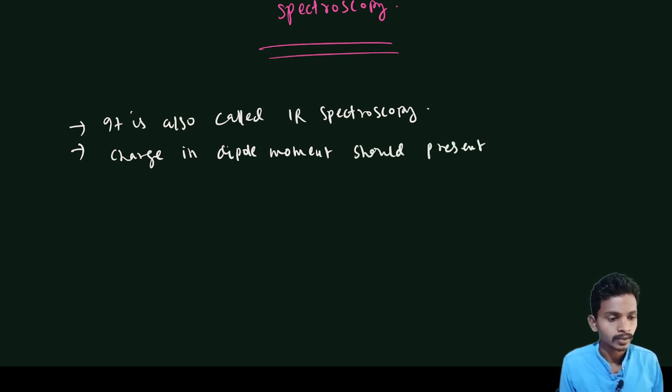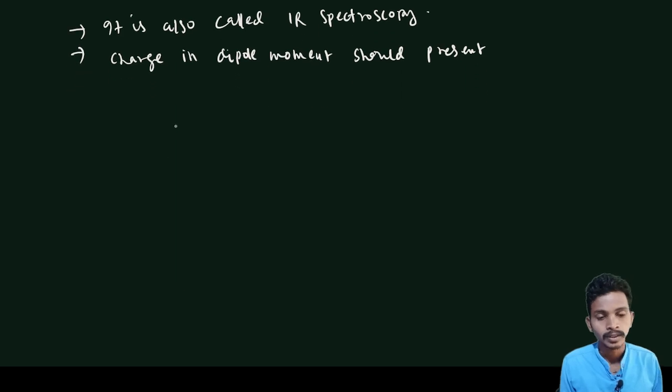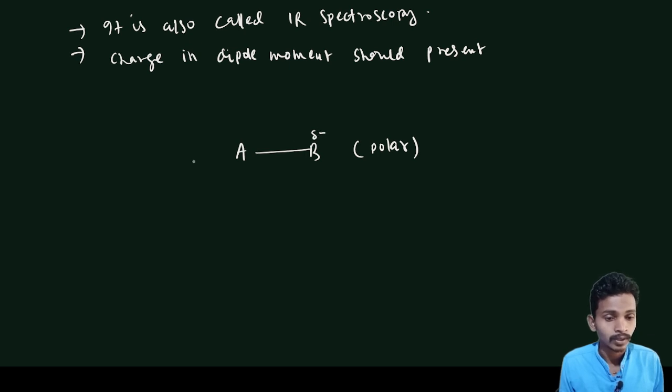So let me explain. In rotational spectroscopy, whenever we have molecules, let's say an AB molecule, let's say this is polar. Polar means charge separation is there. Let's say this is more electronegative, so I put delta minus here and delta positive here. The dipole moment direction is from positive to negative, so I will put these signs.